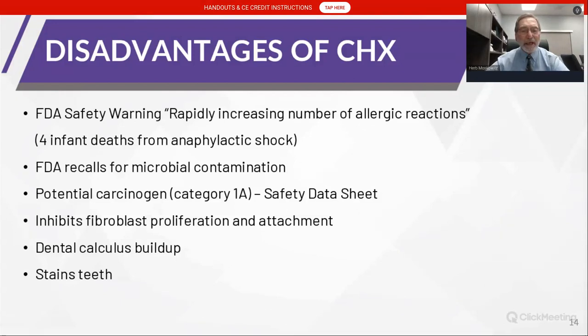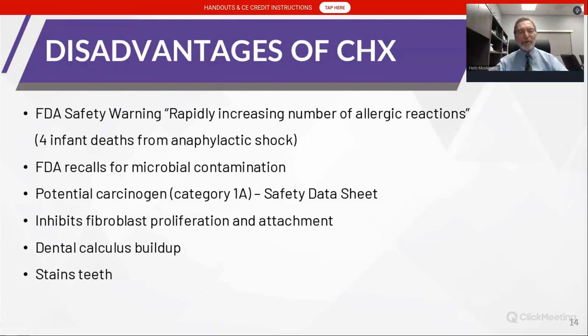Firstly, the FDA has issued a safety warning on chlorhexidine gluconate because of the rapidly increasing number of allergic reactions. And in fact, for hospital use, 4 infants had actually died from anaphylactic shock associated with the use of chlorhexidine gluconate. Secondly, the FDA has issued recalls for microbial contamination of chlorhexidine gluconate oral rinse. So what are we saying? We're saying that bacteria were living inside the bottle of chlorhexidine gluconate oral rinse, right? And there have been multiple recalls for this microbial contamination.